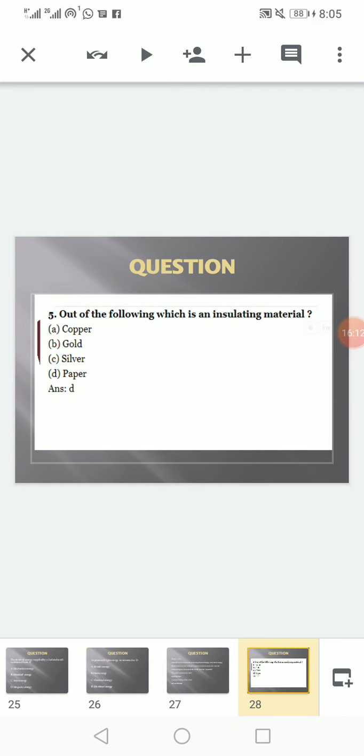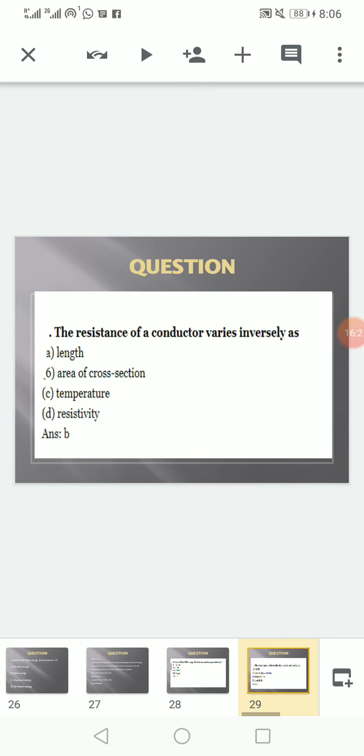This is a multiple choice question. Out of the following, which is an insulating material? Copper, gold, silver, and paper. The answer is paper. Paper is an insulating material, while gold, copper, and silver are conducting materials. The resistance of a conductor varies inversely as the length, cross-sectional area, temperature, or resistivity. Basically, it varies inversely as the cross-sectional area.